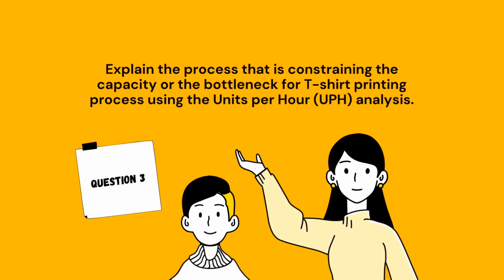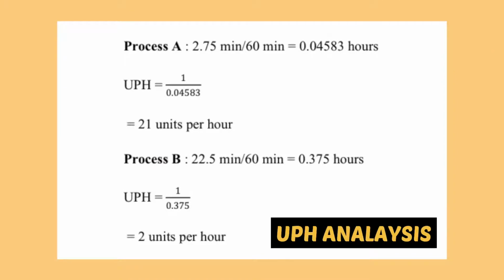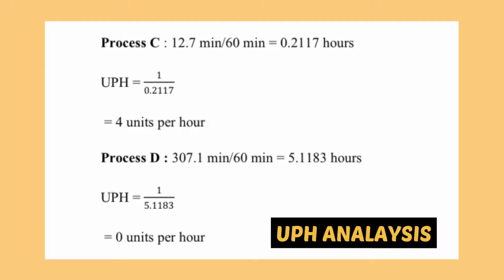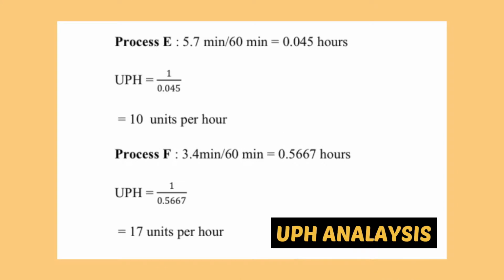Next is question 3. Explain the process that is constraining the capacity, or the bottleneck, for the t-shirt printing process using the units per hour analysis. To do UPH analysis, first we need to convert minutes to hours. The UPH for process A is 21 units per hour, while for process B the UPH is 2 units per hour. Process C, the UPH is 4 units per hour. Process D is 0 units per hour. Then for process E, the UPH is 10 units per hour. And lastly is process F. The UPH is 17 units per hour.